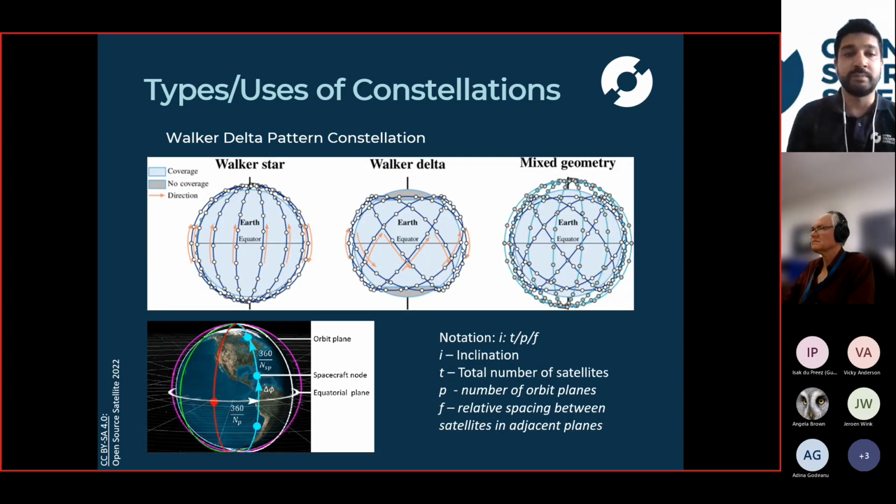A typical way to describe constellations is by using the Walker Delta pattern notation, which you can see in the bottom right corner. It allows you to describe the number of satellites, the inclination of their orbit, how the satellites are distributed between the number of orbit planes, and how those planes are distributed relative to each other, typically using the phasing of the right ascension.